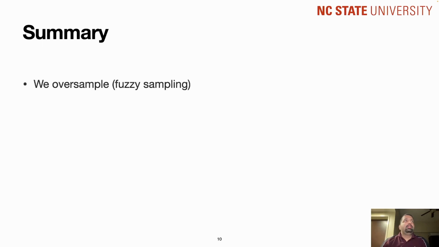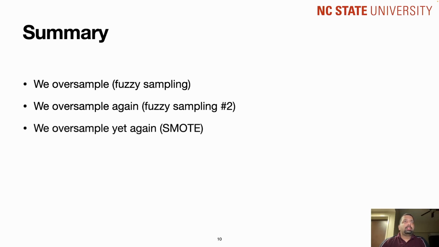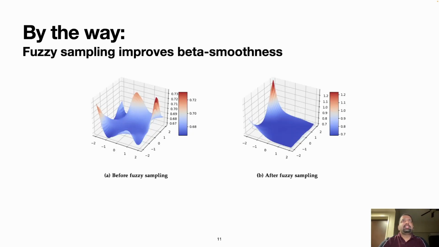In summary, we oversample on the minority samples using fuzzy sampling. We oversample again on the majority samples using fuzzy sampling. We oversample a third time using SMOTE to fix the class imbalance caused by fuzzy sampling, and we also use weighted loss functions. By the way, fuzzy sampling also improves the beta smoothness of the loss function, which means it's easier to optimize over, but that's for a different upcoming paper.